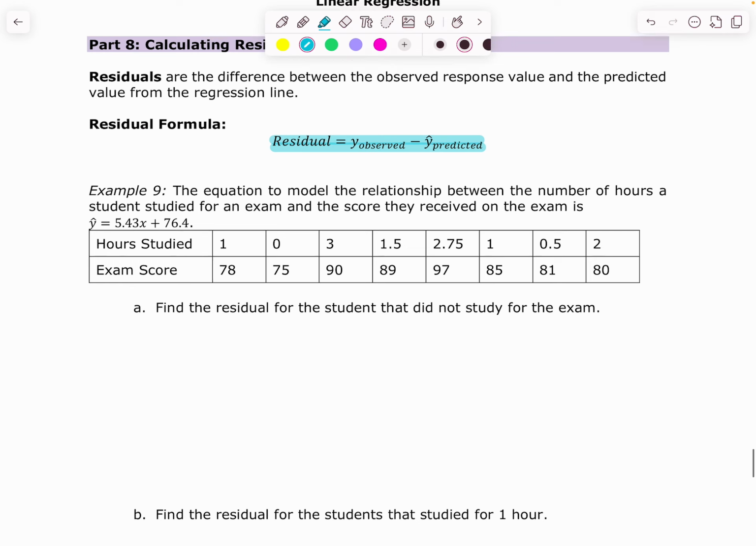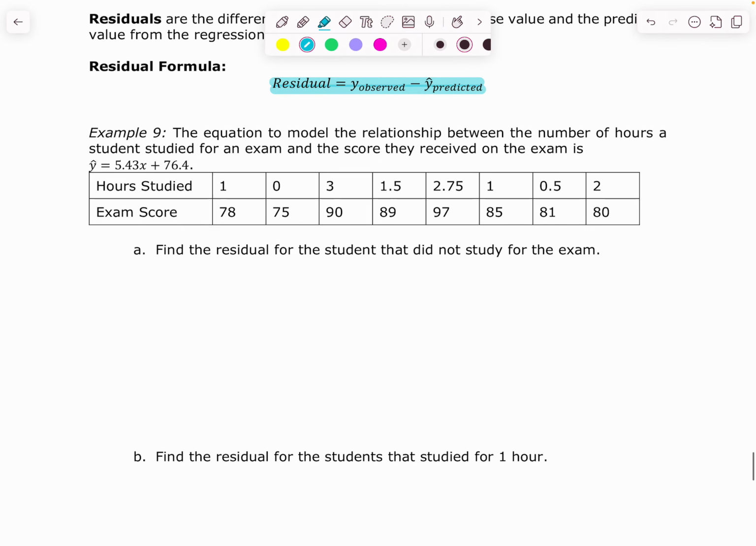So we're going to do this a couple of times. We're going to use an equation that we're actually already familiar with. We have the equation to model the relationship between the number of hours a student studied for an exam and the score that they received on the exam. And that is modeled by y hat equals 5.43x plus 76.4. And now what we also have is the data table that was used to create this linear regression equation.